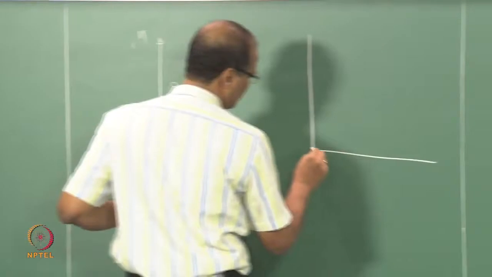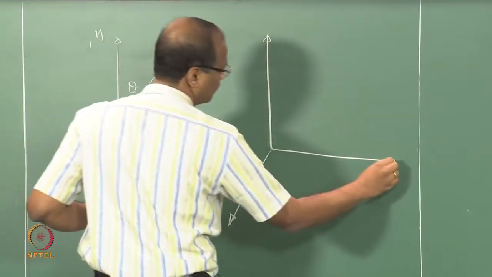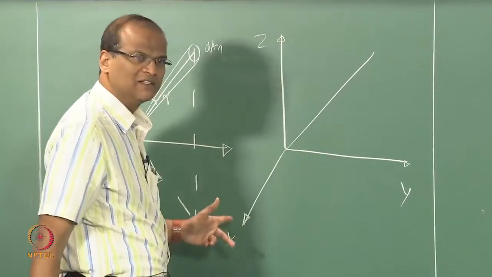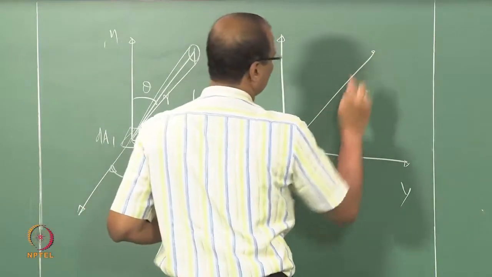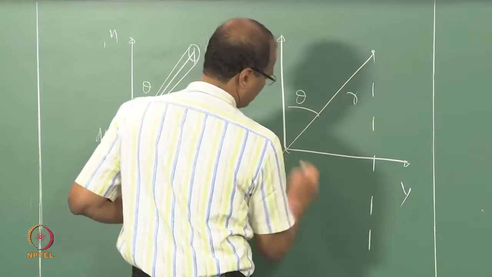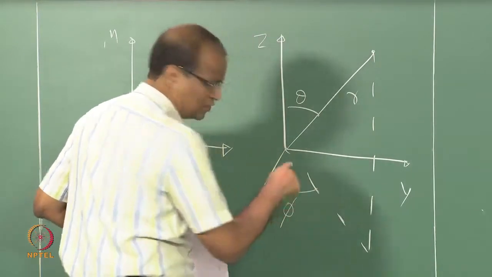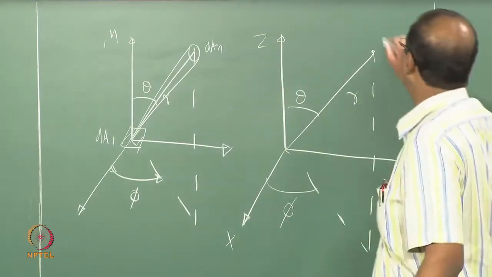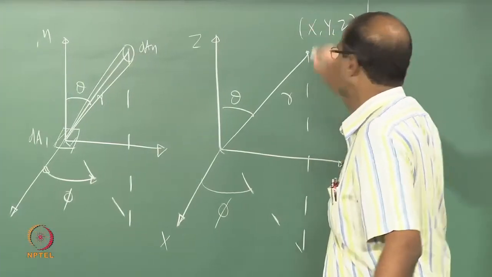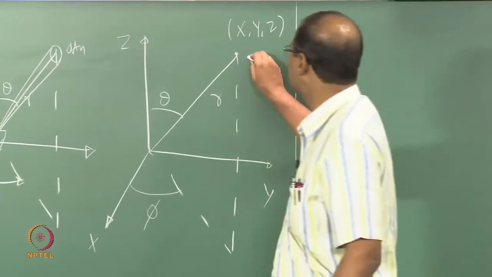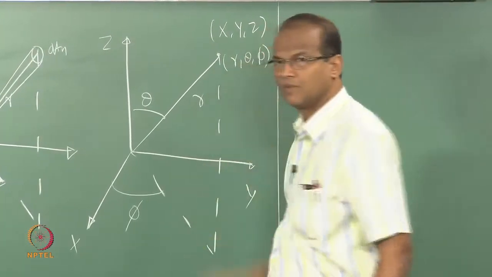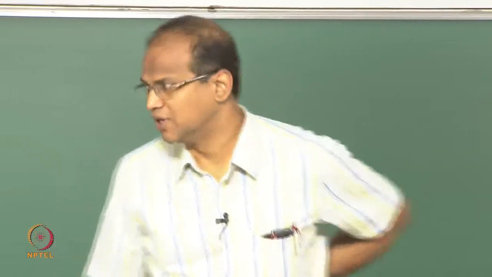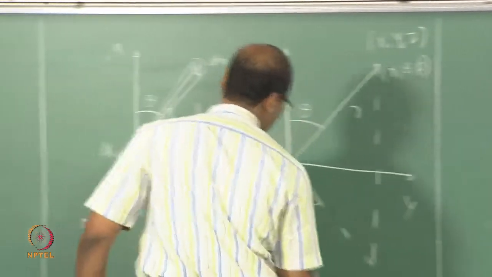So basically, this is X, Y, Z, and this phi is measured from X on the xy plane. So a point can be specified as x, y, z, and it can also be specified as r, theta, phi. If you specify the radius, the zenith angle as well as the azimuthal angle, then you are able to specify that point. So this is basically the spherical coordinate system.